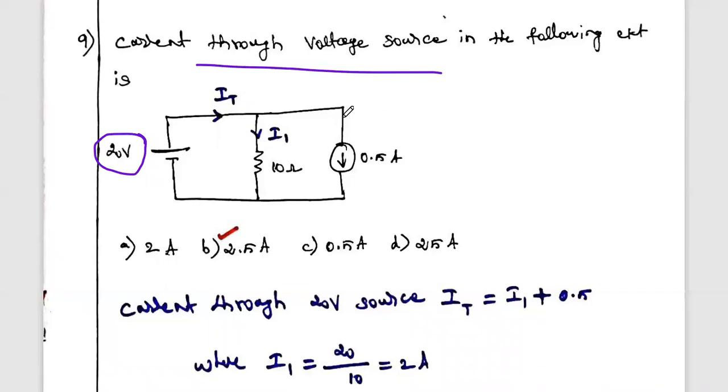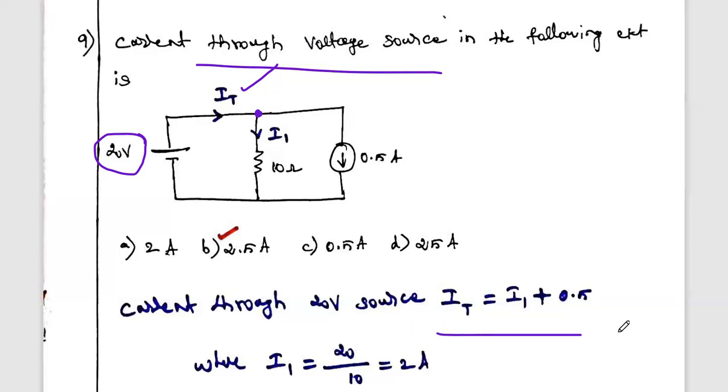Here there are two branches. In one branch a resistance is there. In the other branch a current source is there. This current source value is already given as 0.5 amps. Consider the current flowing through this resistance as I1. Our aim is to find this total current IT. According to KCL, if you apply KCL to this node, the sum of incoming current is equal to the sum of outgoing current. So the total current is equal to I1 plus 0.5. After that, calculate I1, substitute it, and find the total current.